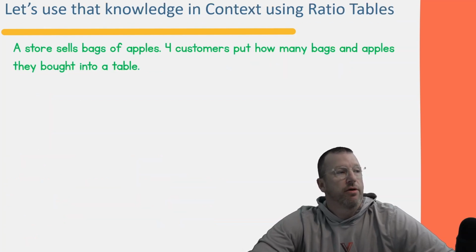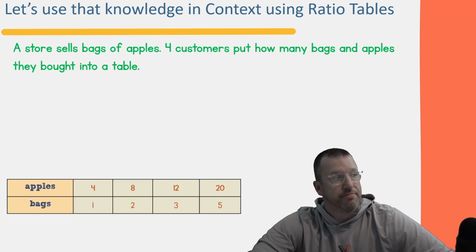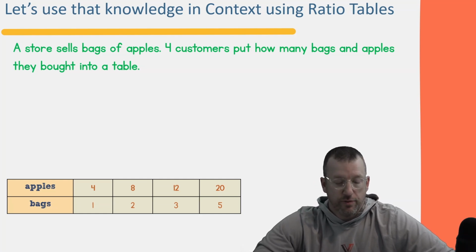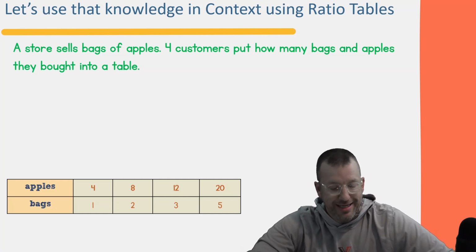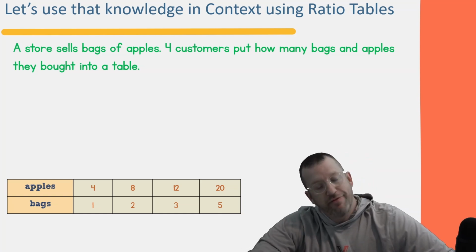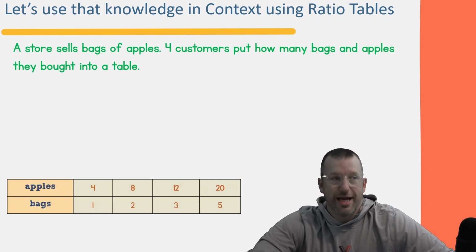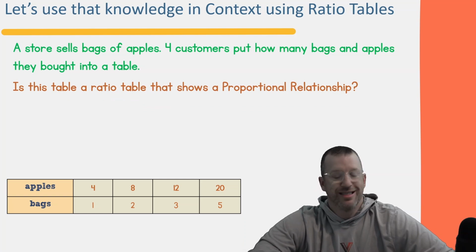Okay, so let's think of a scenario or something in context. A store sells bags of apples. 4 customers put how many bags and apples they bought into a table. Okay, so here we go. One of them had a bag and they put 4 apples in their bag. Another person had 2 bags, they put 8 apples. Another person had 3 bags and they had 12 apples. And another person had 5 bags and they had 20 apples. So what we're going to try to figure out is, is this table a proportional relationship?